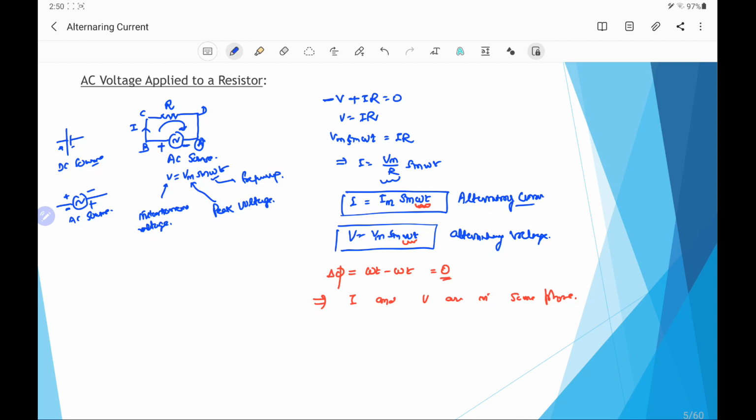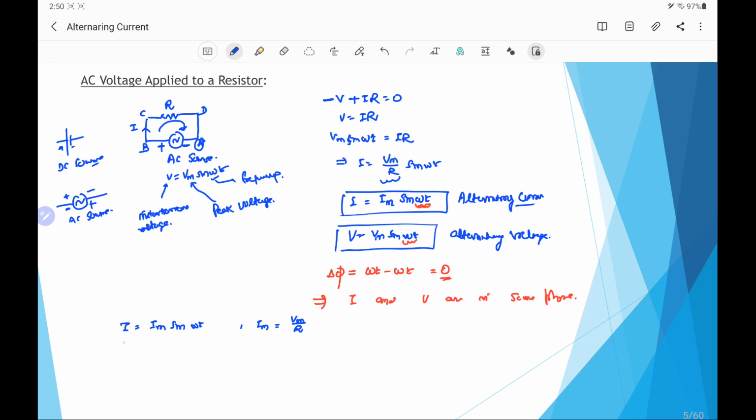Now we calculate the average value of the current for one time period. The AC current, or alternating current, is I = Im sin omega t, where Im, the peak value of the current, is Vm by R. R is the resistance in the circuit and Vm is the peak voltage applied across the resistor.